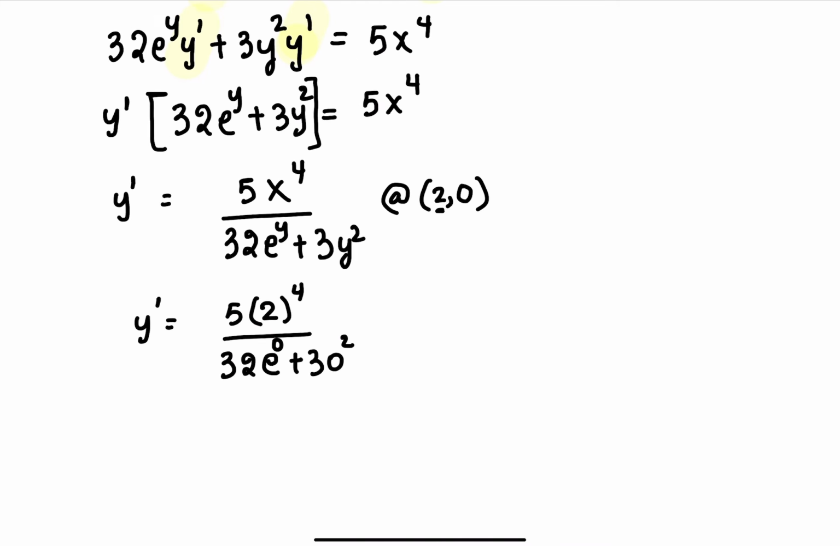Okay, once that's done, this is 5 times 16 over 32, because 3 times 0 squared is 0 squared. And I end up with 5 over 2. And your final answers are going to be 5x^4, 3e^y, and 5 over 2.